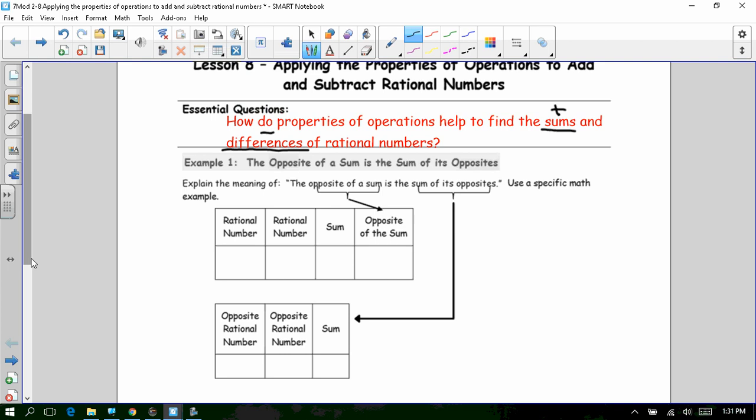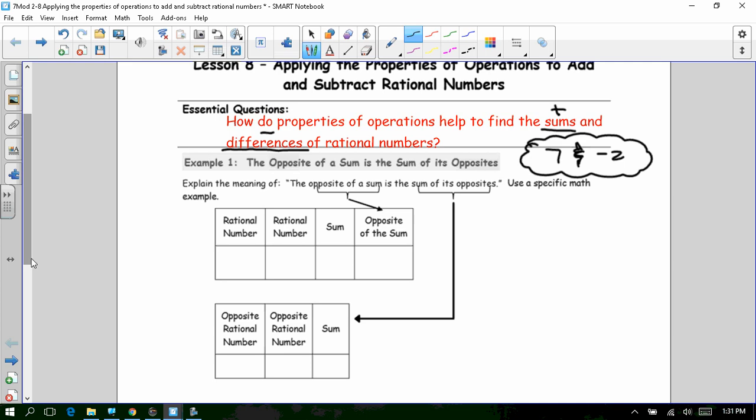All right, so example 1. The opposite of a sum is the sum of the opposites. That's the big idea that we've got going on right now. What I want to do is randomly pick some numbers. I'm just going to pick 7 and -2. You could pick any two numbers you want, but I'm going to pick 7 and -2.